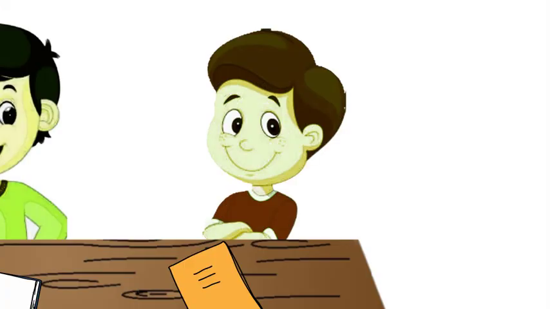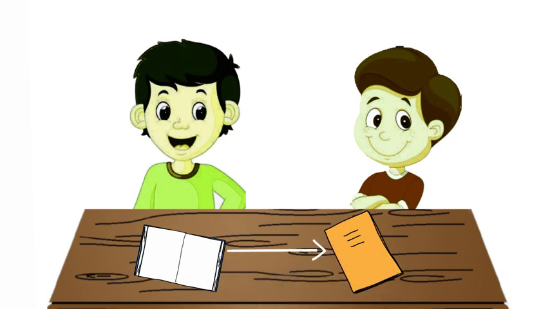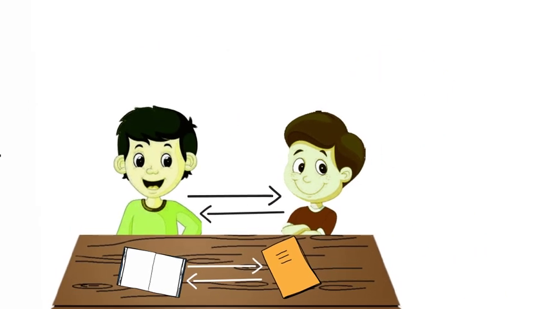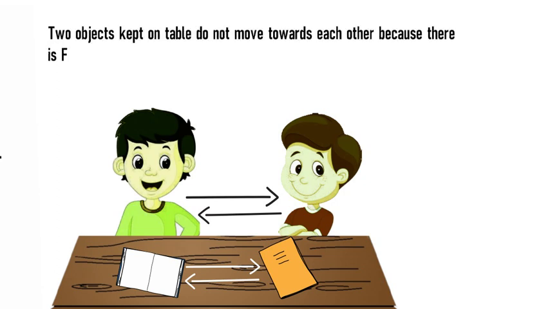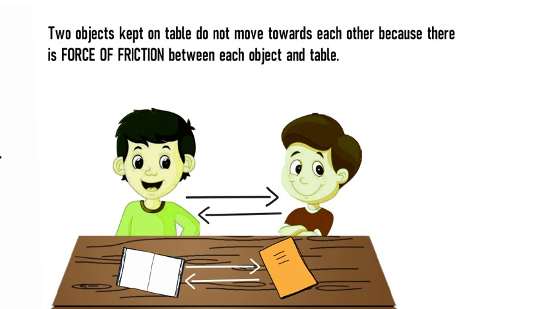Now students, is there a gravitational force between two objects kept on a table or between you and your friend sitting next to you? If yes, why don't the two move towards each other? Yes, there is gravitational force between two objects kept on a table or between you and your friend sitting next to you. Two objects kept on a table do not move towards each other because there is a force of friction between each object and the table.